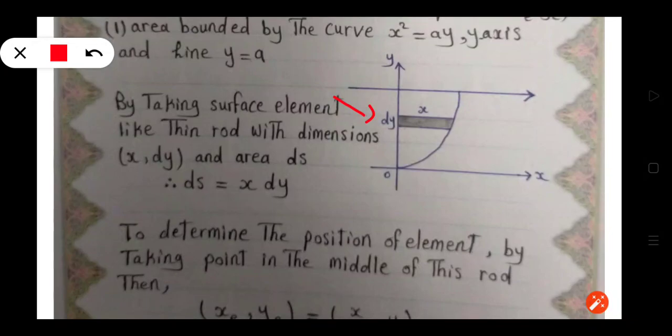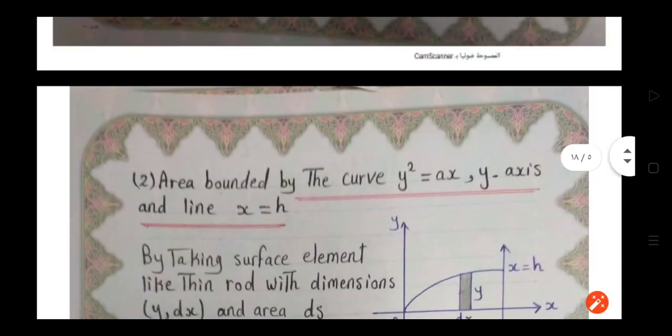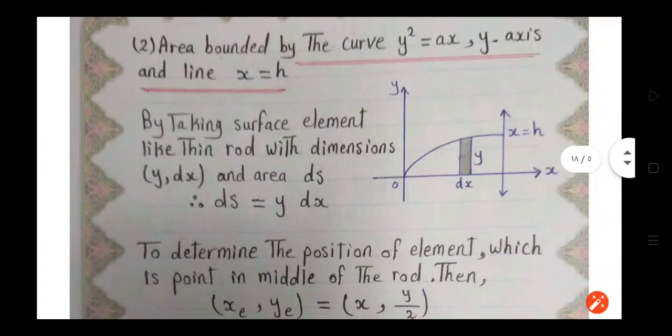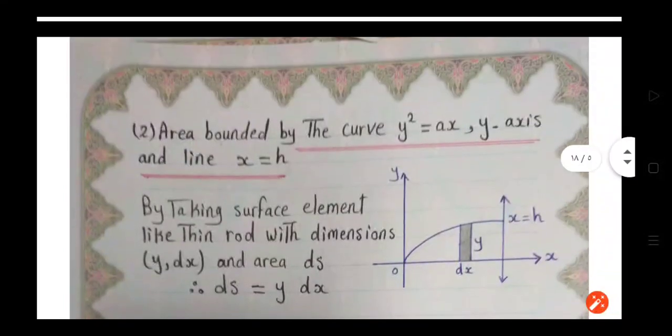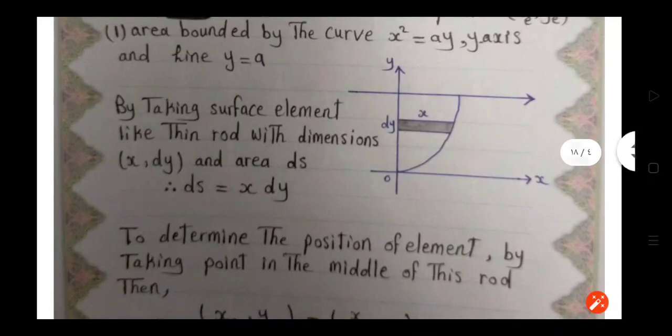We should have dx or dy. If one of the boundary lines is the y-axis, then we have dy. If one of the lines is the x-axis, then we have dx. So if one line of these is the y-axis or the x-axis, we have dx or dy accordingly, and so on.